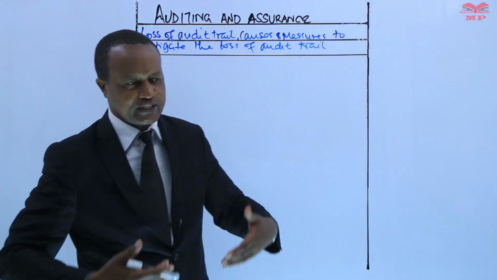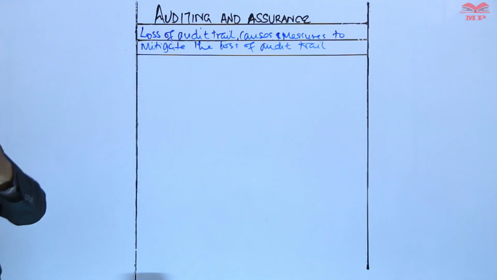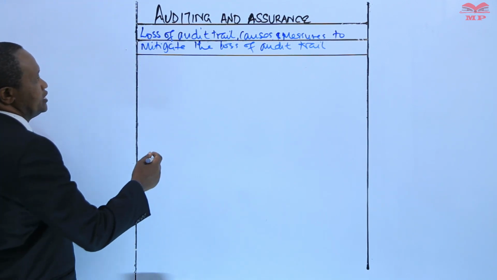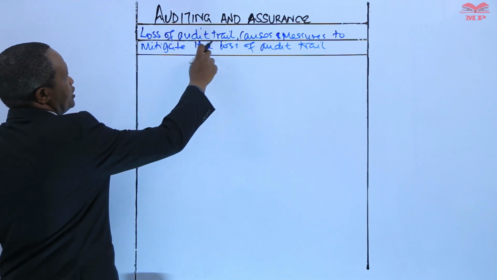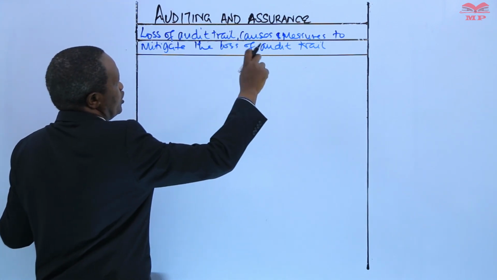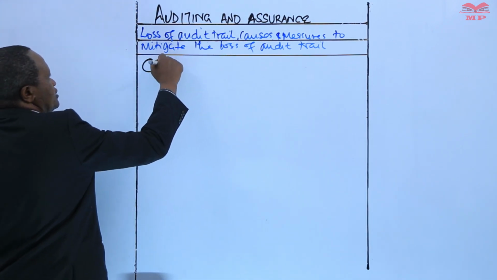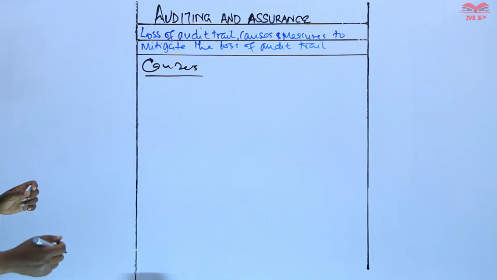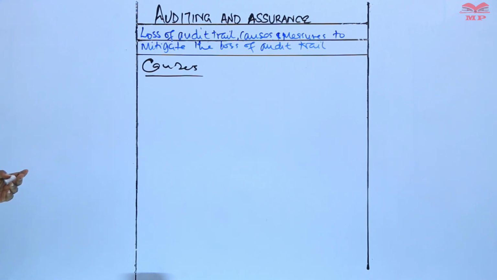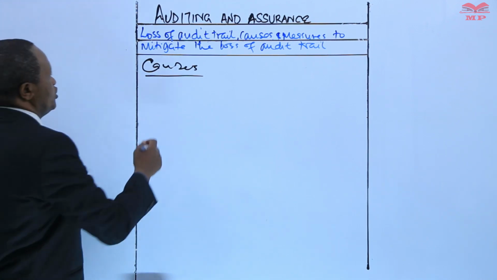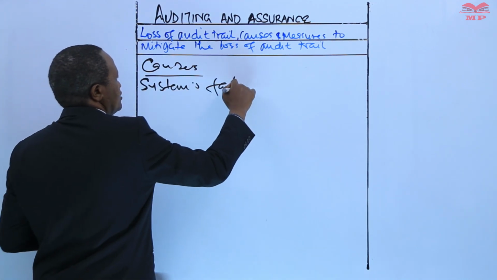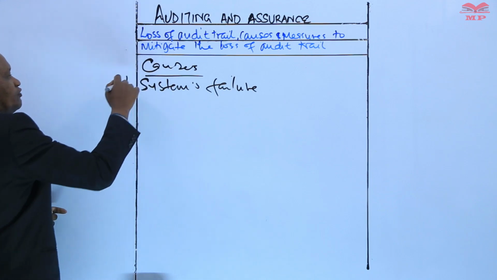So what are the causes of audit trail loss? What causes loss of audit trail? That's the question. The first obvious cause is systems failure. The failure of the system.